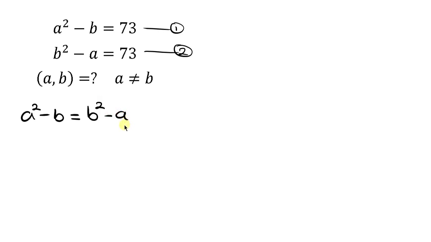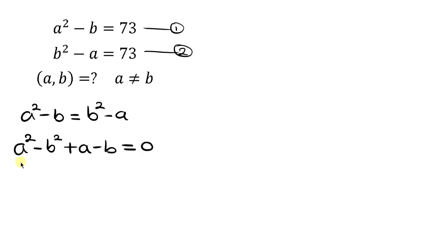Our next step will be for us to move what we have on the right hand side to the left hand side. We've got a squared here already. When I move b squared to the left, it becomes minus b squared. When I move negative a to the left, it becomes plus a. And I've got negative b here, equal to, since nothing remains on the right, 0.